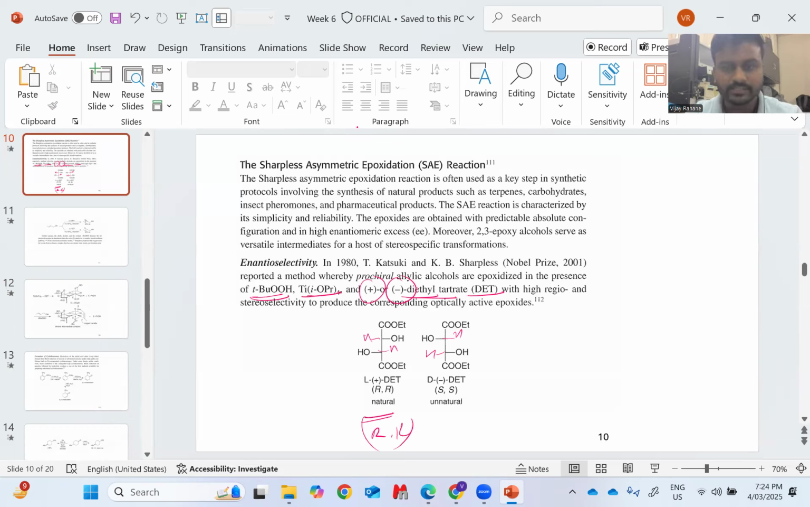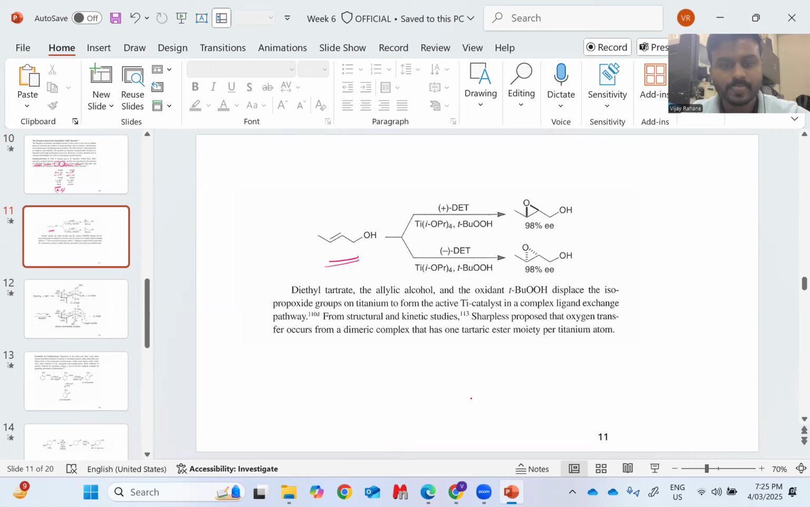Let's take one of the examples. If you have such an alcohol, and this alcohol, if you look here, has the alpha hydroxy group, and you use the plus diethyl tartrate with titanium isopropoxide and the peroxide, it will give the beta selective epoxide, and in this case the enantiomeric excess is 98%. So 98% enantiomeric excess means we almost get a fully stereoselective epoxidation in this case.